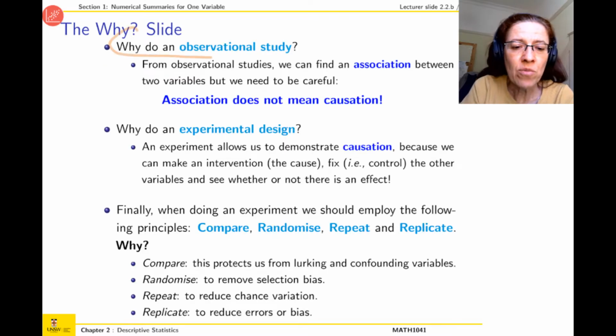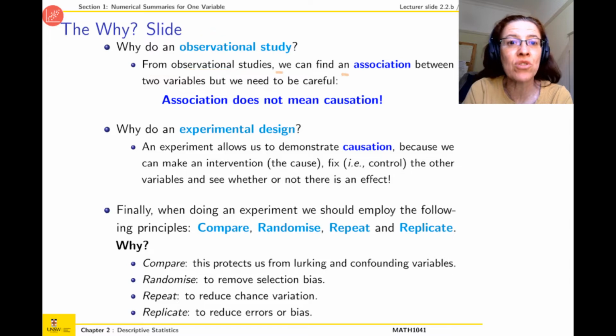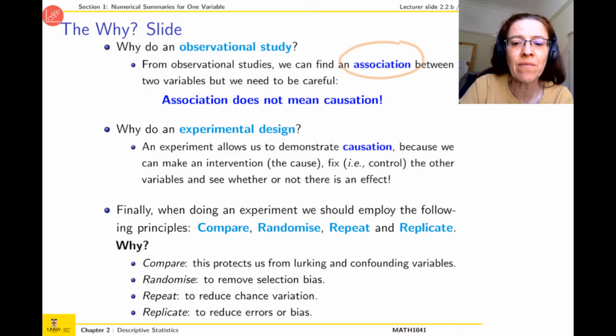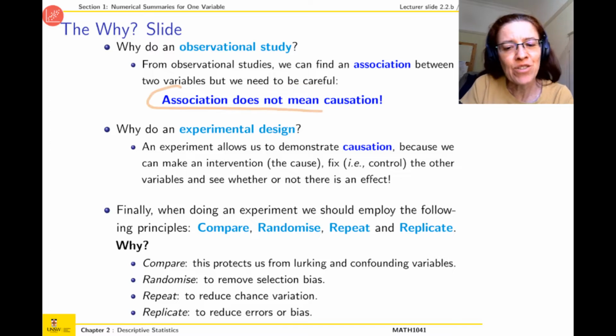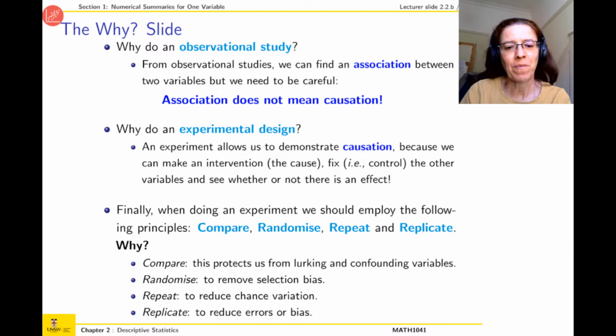So why would you do an observational study? Well, from an observational study, we can find an association between two variables. So for example, if you didn't know it was there, you could look at existing data and explore it to try to see if you see any association, and then maybe you would want to go further. But you need to be careful. Association does not mean causation. And maybe you remember the example of the heat stroke and the ice cream sales.